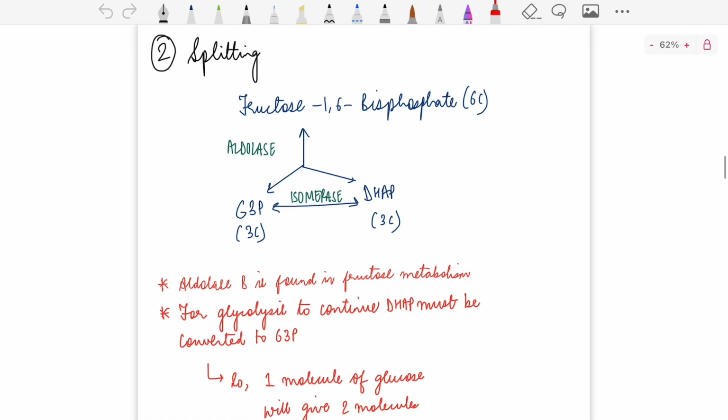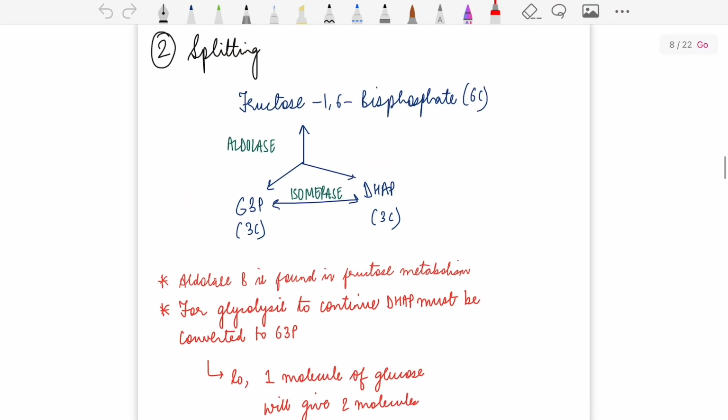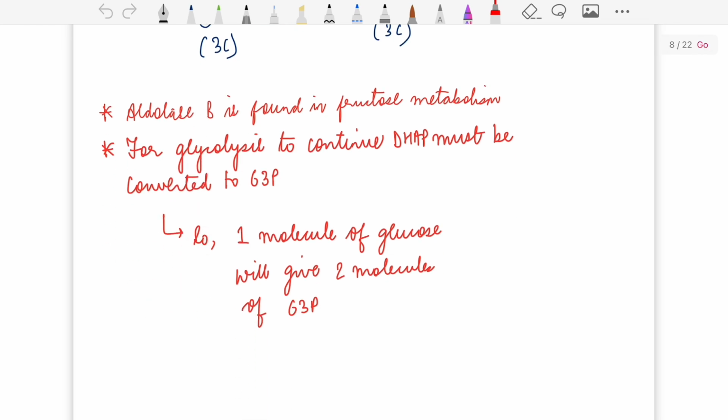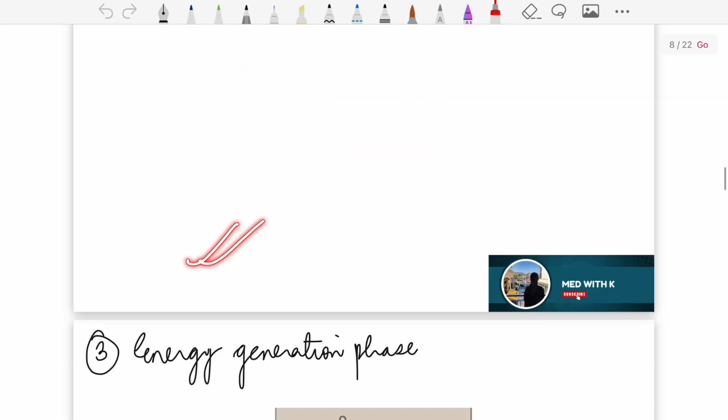Let's move forward. Coming to the splitting phase, fructose 1,6-bisphosphate splits into G3P, that is glyceraldehyde 3-phosphate, and DHAP, right? So this 6-carbon compound splits into two 3-carbon compounds, and the enzyme is aldolase. Now for the process of glycolysis, DHAP converts to G3P via the enzyme isomerase. Another important thing is there's an enzyme aldolase B. It is found in fructose metabolism. And for glycolysis to continue, DHAP must be converted to G3P. So one molecule of glucose will give two molecules of G3P.